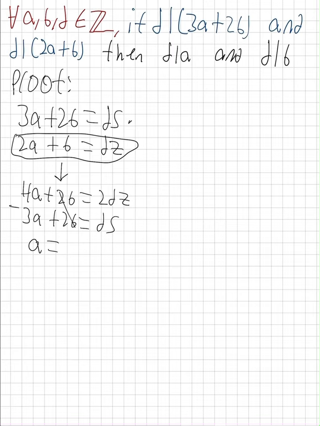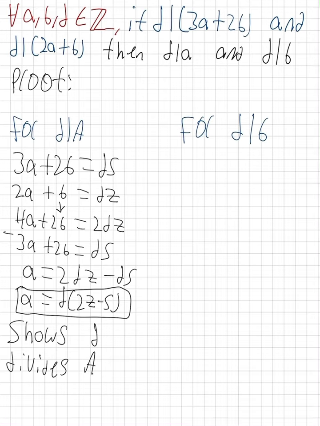A equals 2dz minus ds. Notice how I can just take out this d. So d times (2z minus s) equals a. And this shows that d divides a because a is a multiple of d. So now for the second part of the problem.